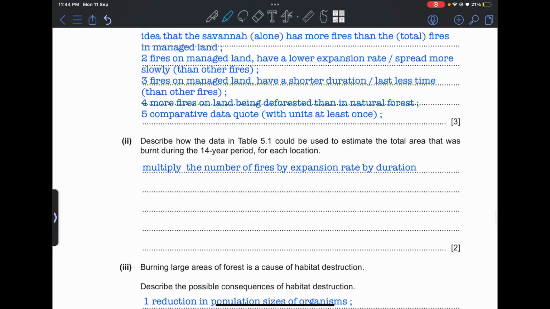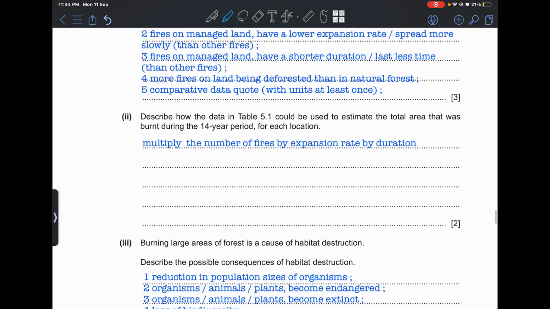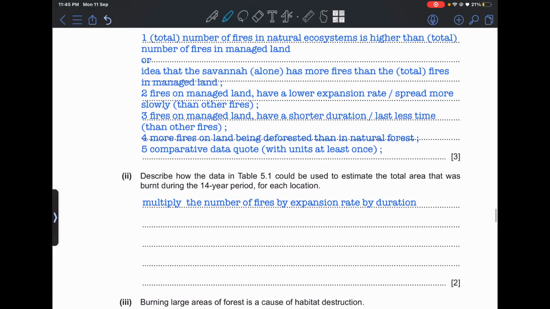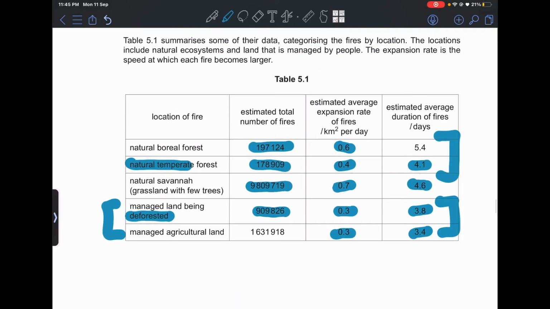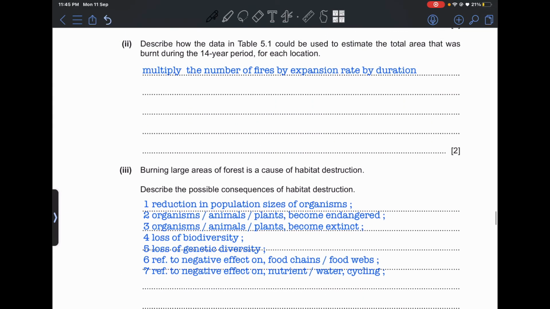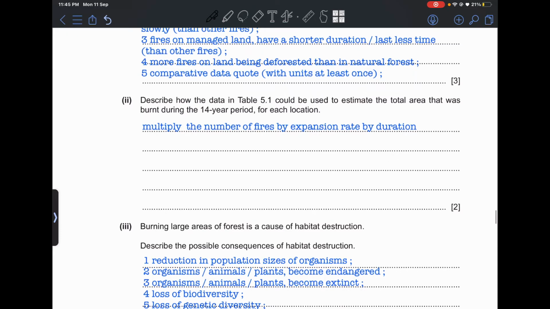Double I, describe how the data in table 5.1 could be used to estimate the total area that was burned during the 14-year period for each location. So in double I, we're going to be multiplying the total number of fires with the average expansion rate, and also the average duration of fires. The three of them together, you will get the total area that was burned during the 14-year period.